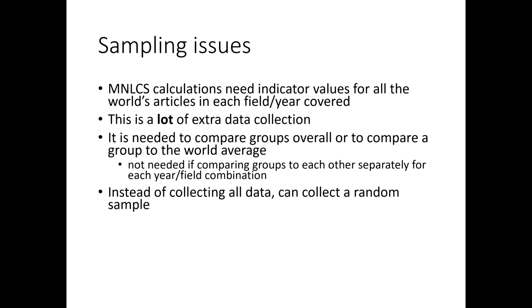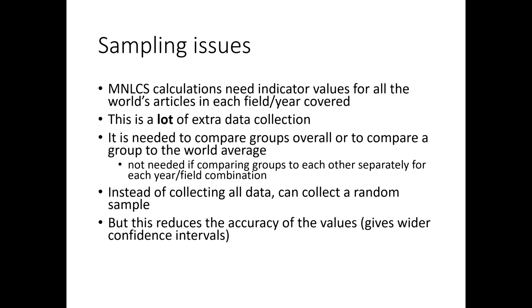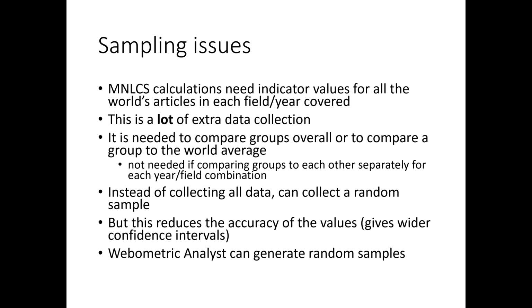But if large-scale data collection is a problem, then you might be able to get away with a random sample of the world's articles instead of 100% of the world's articles. In the workshop, we look at ways to do this. It reduces the accuracy of the results. You get wider confidence intervals, but it still may be a practical solution. And Webometric Analyst can help with the random samples, as we'll see when we go into the practical session.